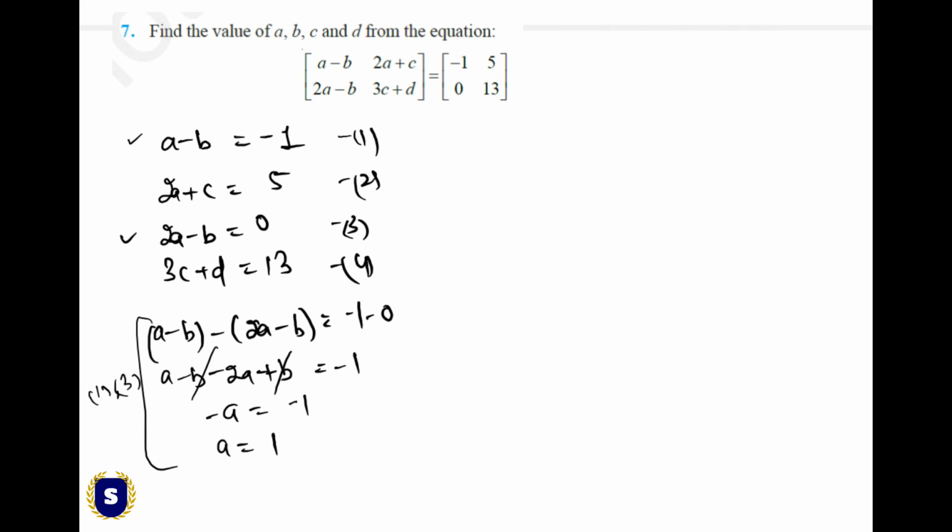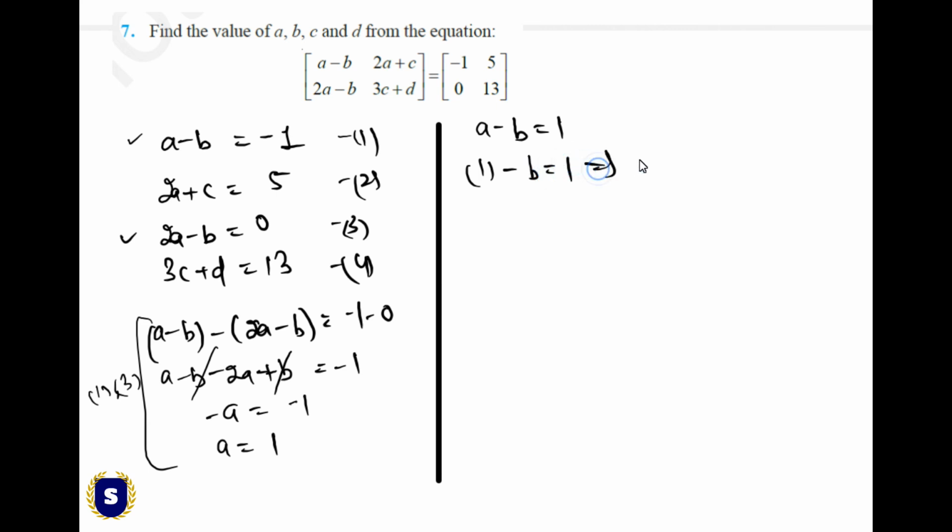Now we can calculate the value of b also using the same equations. Let's put the value a is equal to 1 in equation number 1, wherein a minus b is equal to minus 1. So this will be 1 minus b is equal to minus 1. This implies minus b is equal to minus 1 minus 1. This implies b is equal to 2.